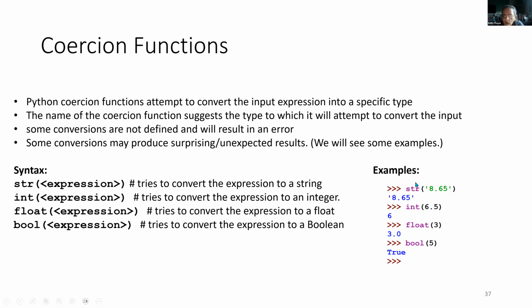We can do string of 8.65, which gives us 8.65. We can also attempt to do integer of 6.5, which we see does turn it into an integer. Notice that it completely drops the decimal value. It's more like a truncation. Here we're doing float of 3, which converts it into 3.0. See how the types are the new types. And you can do bool of 5, which gives us the answer true, which is a little bit interesting. I wonder how Boolean is parsing this information.